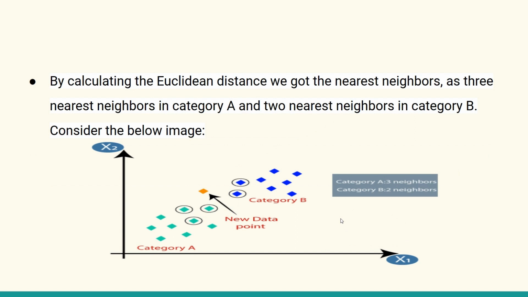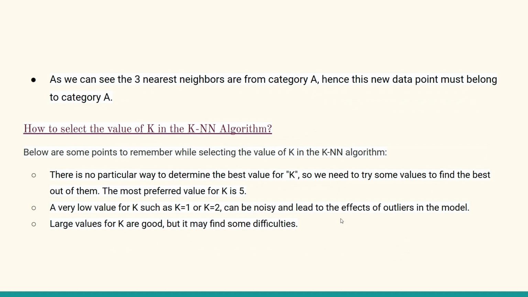So, the new data point belongs to category A because the majority is in category A. As we can see, the three nearest neighbors are from category A, hence this new data point must belong to category A. How to select the k value in the KNN algorithm?